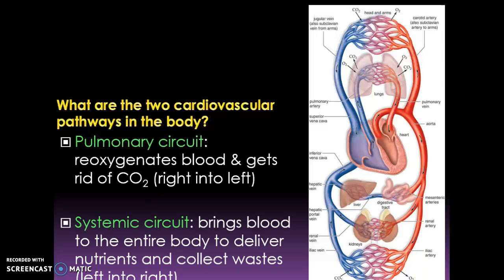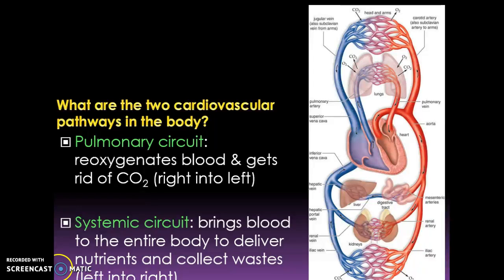And then you have the systemic circuit, which brings blood to the entire body to deliver nutrients and collects wastes, left to right. So if you think about it, the pulmonary circuit moves blood through the lungs, and then the systemic circuit takes it throughout the entire system, throughout the entire body.